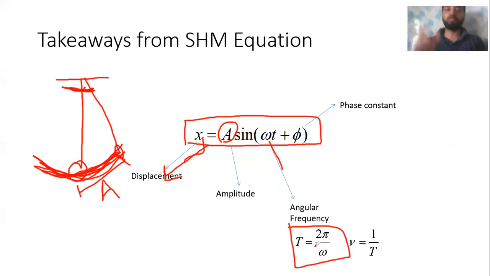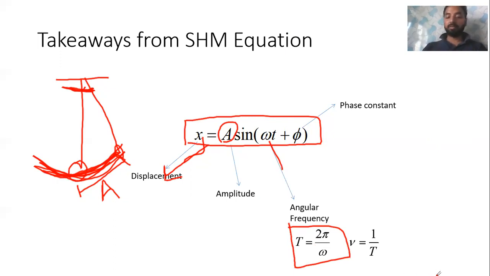How is time period related with your angular frequency? That is 2 pi by omega. What is time period? The time taken by the bob to execute one complete oscillation is called your time period.